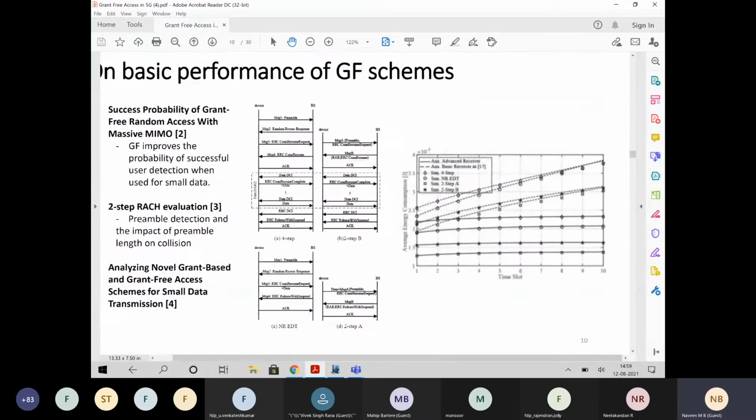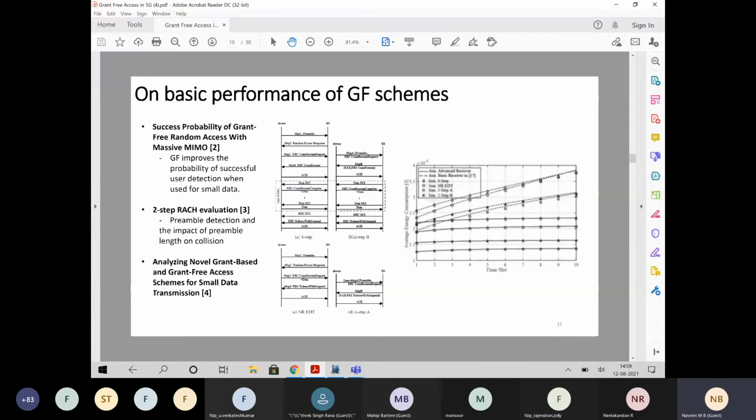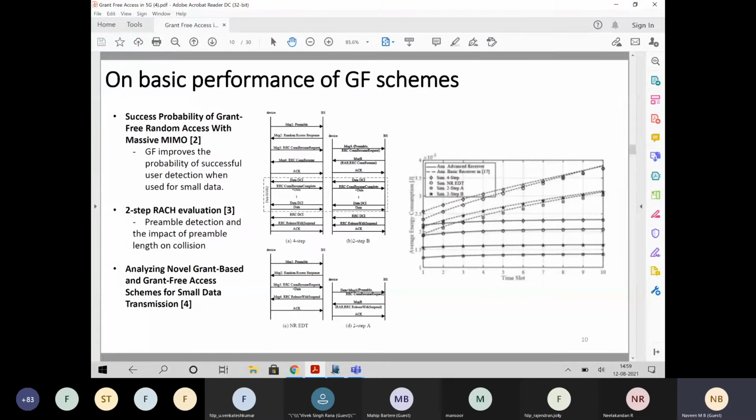So this was a very, very good study, because finally they told you need not rely on massive MIMO. You can do normal procedures. If you build a good enough interference robust receiver, you will be able to detect grant free transmissions. But remember again, grant free access is for small data. If I increase the data size, this will also fail. Okay. That is the whole summary of performance of grant free schemes.